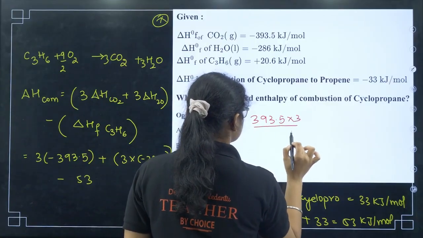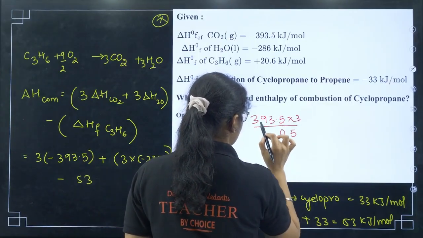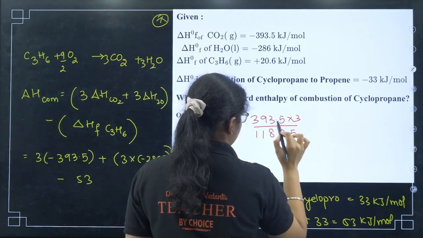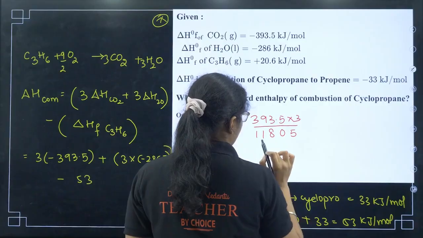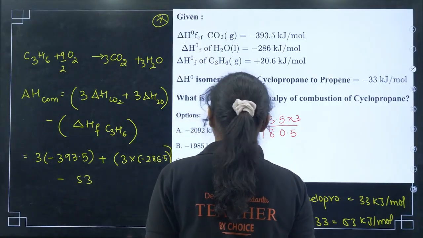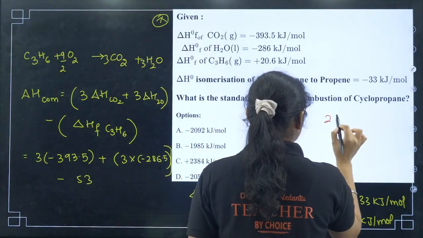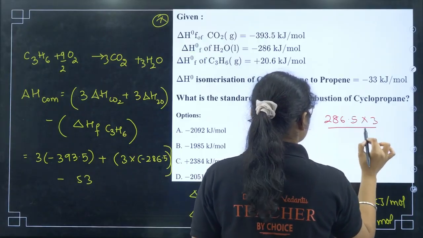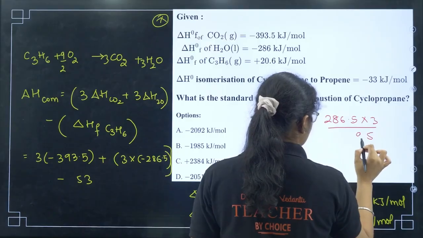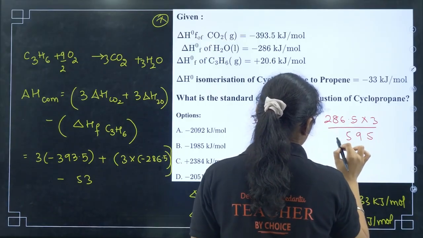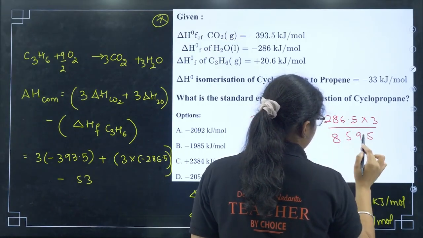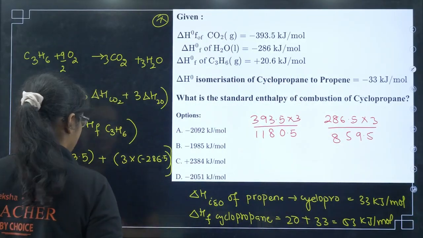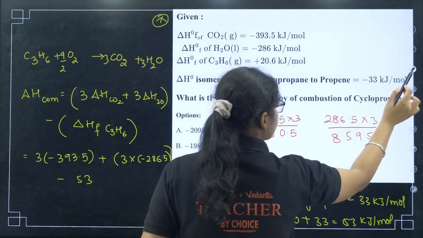So that is 3 5s are 15, 3 3s are 9 plus 1 10, 27 plus 1 28, 3s are 9, 10, 11. Okay, so I will get 1180.5. Next 286.5 into 3, okay. So 3 5s are 15, 3 6s are 18 plus 1 19, 3s are 24 plus 1 25, 3s are 7 8, and then I will get 859.5, okay. So I have 1180.5.